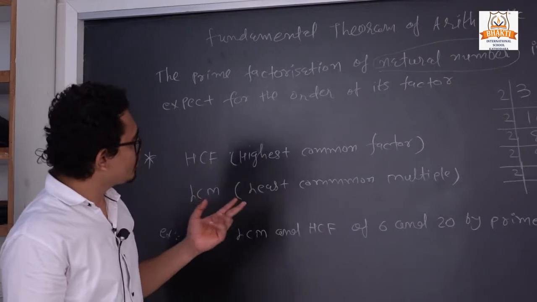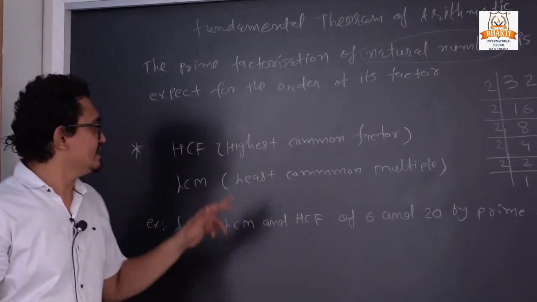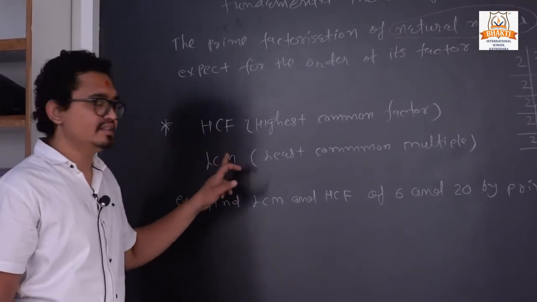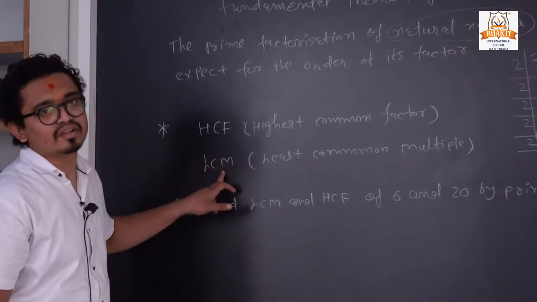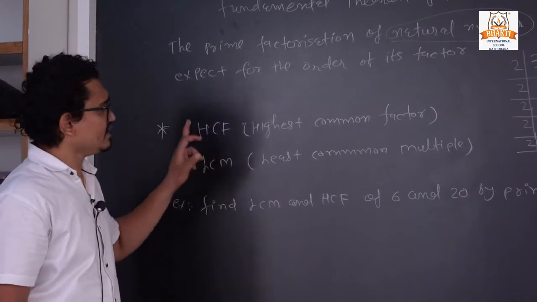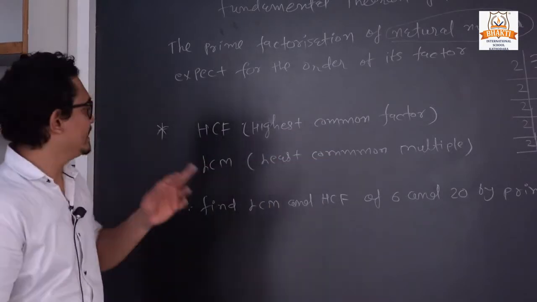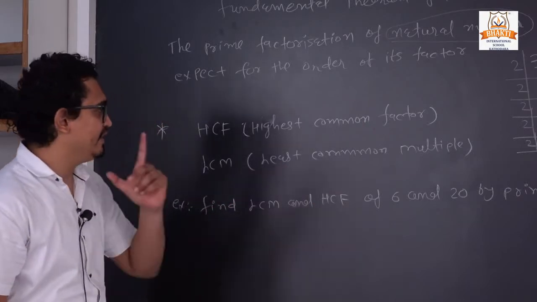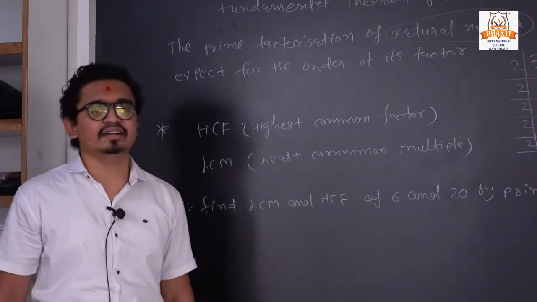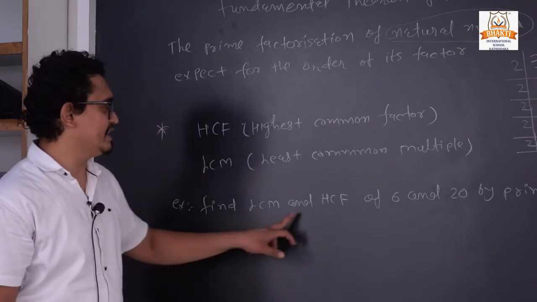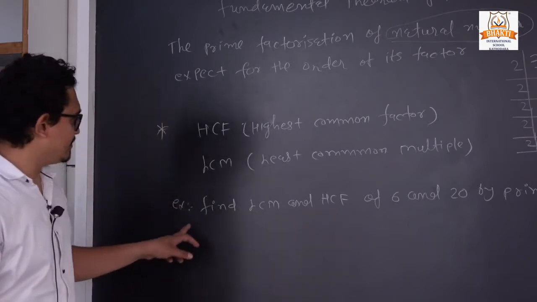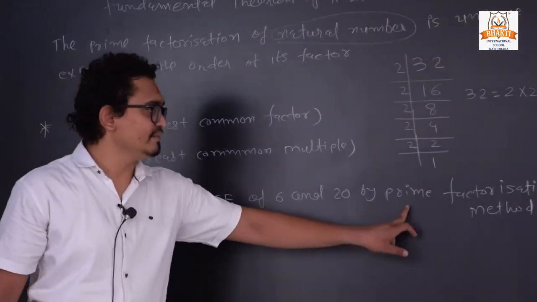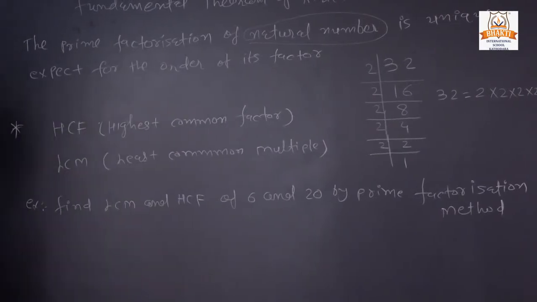Next we have two more topics in that exercise: HCF, and second, LCM. You are already familiar with these two terms, HCF and LCM. HCF means highest common factor, and LCM means least common multiple. Now we will take one example, so you have the idea how we can find the LCM and HCF. Find the LCM and HCF of 6 and 20 by using the prime factorization method.